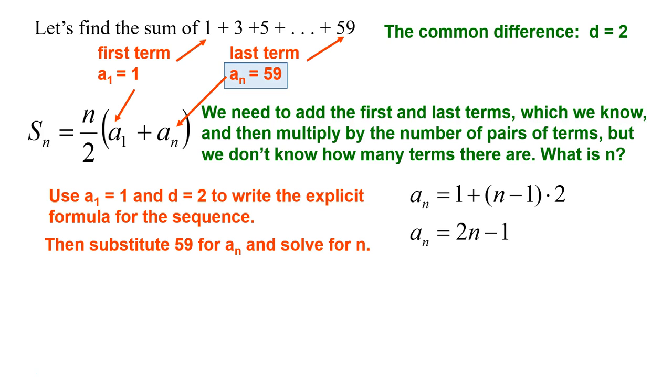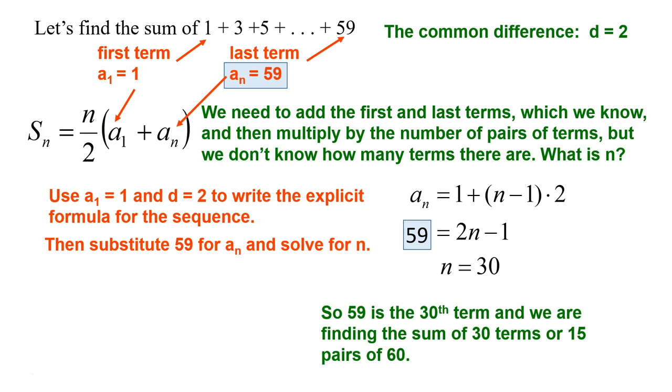Now, 59 is a sub n. We want to know the n that goes with 59. So we're going to substitute 59 for a sub n and solve for n, and we get n is 30. So now we know that there are 30 terms. And we can put 30 in for n, 1 plus 59. So we are finding the sum of 30 terms, or 15 pairs, of the quantity 60. That's the end of our how to find an arithmetic sum. Pretty easy.